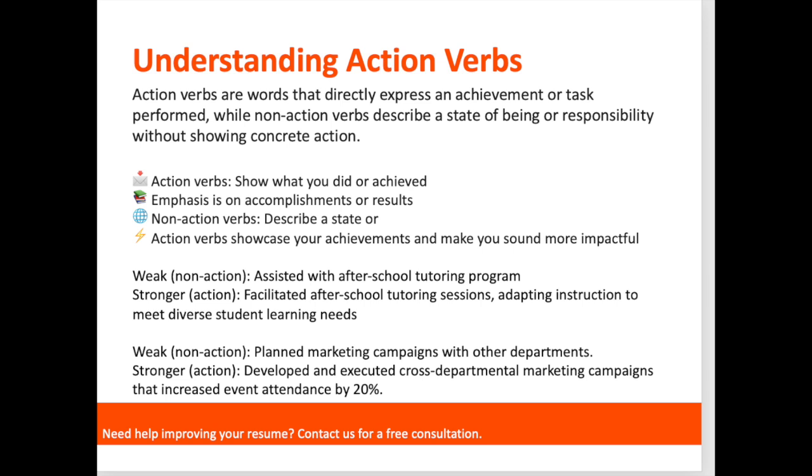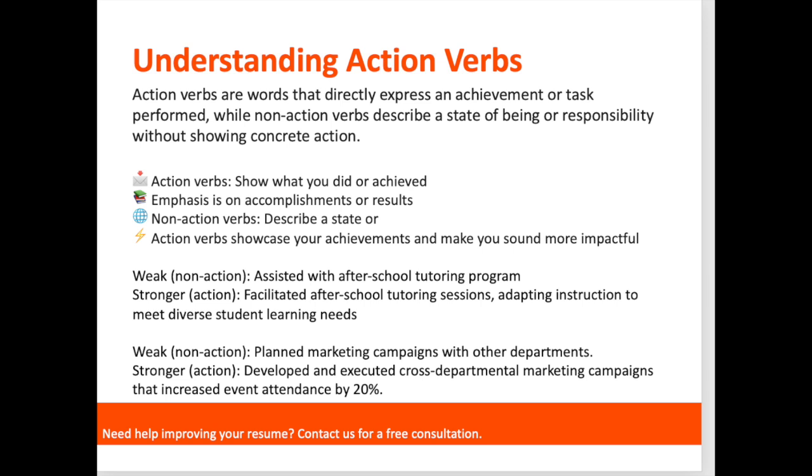Let's look at a couple of examples of these. First, assisted with after school tutoring program. This is a weak version because it tells us only that you provided some form of help. It doesn't show what you actually did, it doesn't show who you actually did it to. It's very vague and unclear. Now compare it with the stronger version, facilitated after-school tutoring sessions, adapting instruction to meet diverse student learning needs. This paints a much clearer picture of your role and highlights your adaptability and direct contribution to the after-school program.